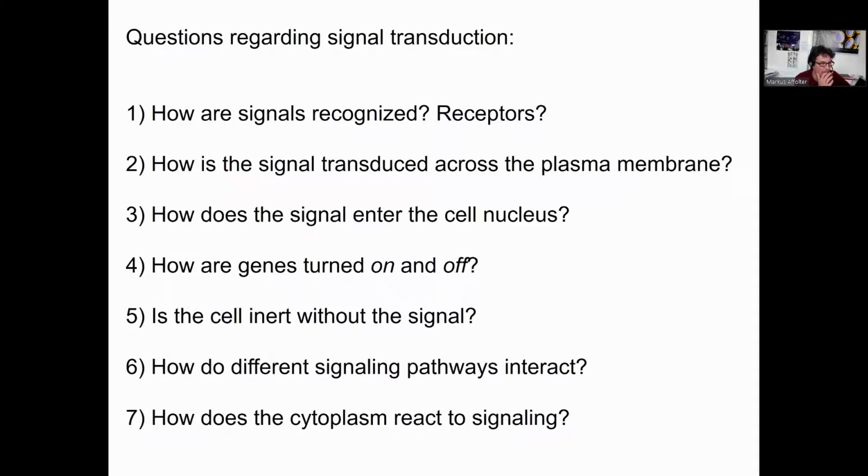So the questions that we would like to look at today in the lecture, and mostly then also in the lab, where we use a lot of P elements and transgenic flies. So I can repeat or refresh what Martin said yesterday. The questions that we would like to address are: how are signals recognized? Who are the receptors? What kind of molecules are these? What kind of proteins? How is the signal transduced across the plasma membrane?